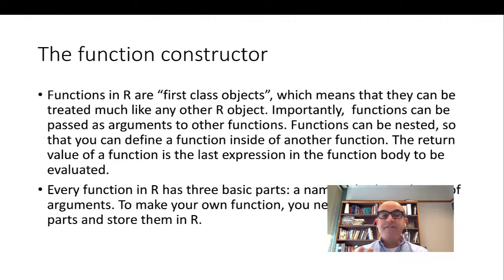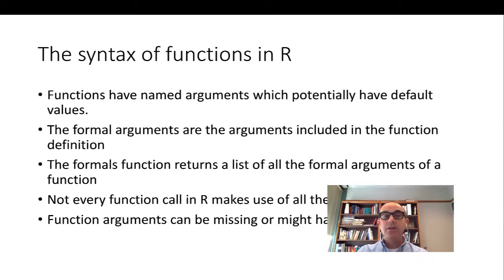There are also functions in R that are first class objects, which means that you can treat them like any other R object. Most importantly, they can be passed as arguments to other functions. Functions can be nested, so you can define a function inside another function. Every function in R has three parts: a name, a body, and a set of arguments. To make your own function, you need to replicate those parts and store it in R.